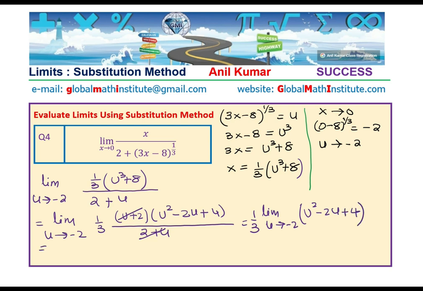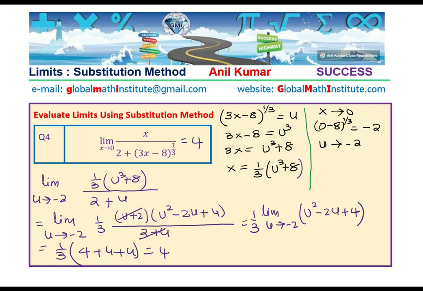So that gives you 1/3, and substituting minus 2 here. Minus 2 square is 4. Minus 2 times minus 2 is plus 4. Plus 4, right? So 12 divided by 3 is 4, correct? So we get our answer: the limit is equal to 12 divided by 3, which is 4. So we get 4 as our limit.